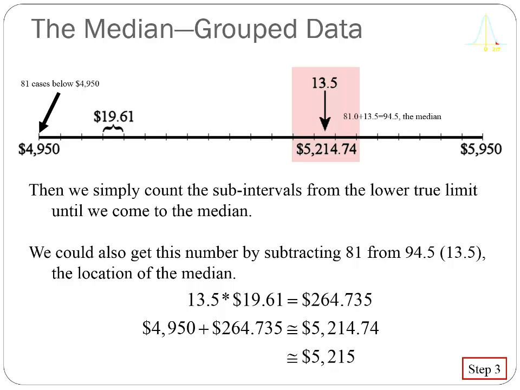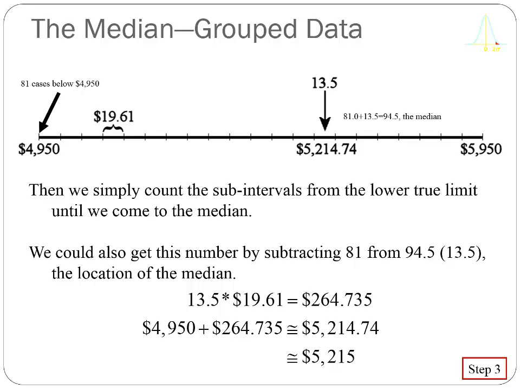So my first case has to be 81, 82, 83, 84, and I can just count through this interval until I come to the 94.5th case. I have to count in 13.5 units. I start at 81, I go to 82, 83, 84, and eventually I end up at 94.5, and you can see that it falls between two values.